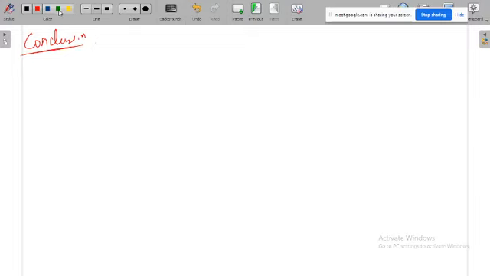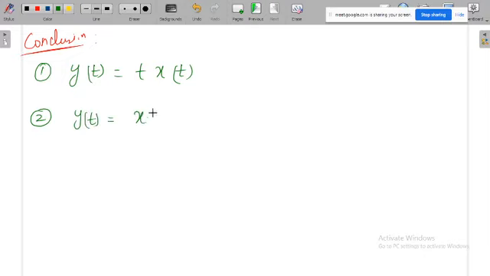So what about the first system, y of t is equal to t x of t? Can anybody say what is the system, linear or non-linear? What about the second system? These are all the systems that we have already discussed.